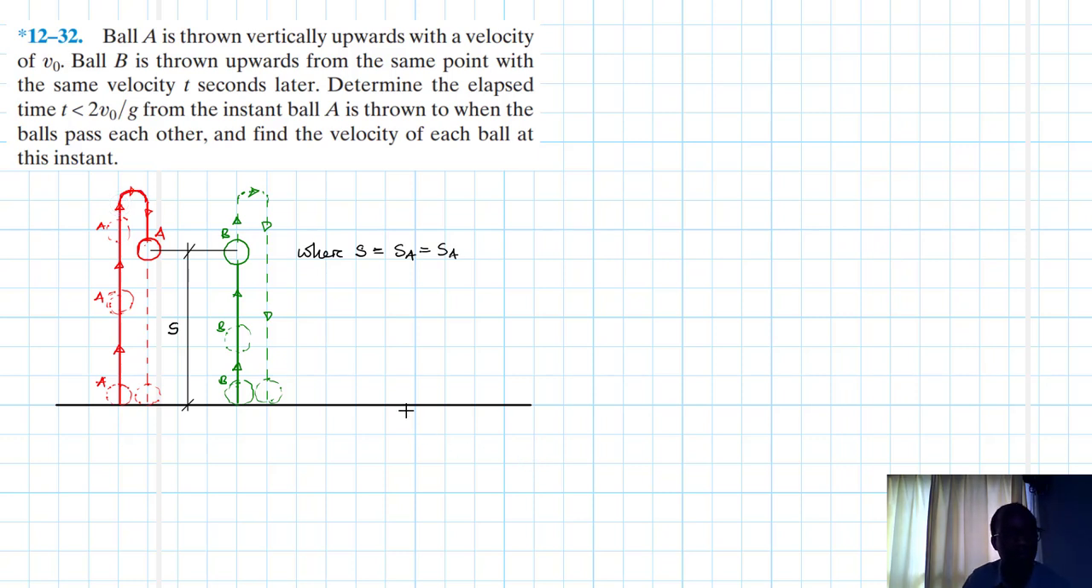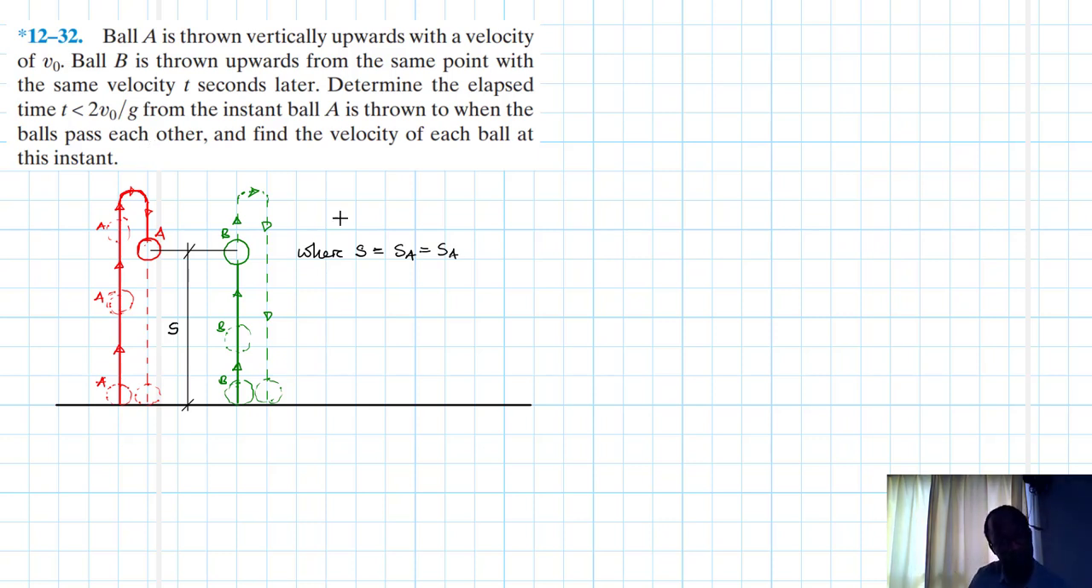So now we need to find the time elapsed, and it has to be less than 2 v naught divided by g.